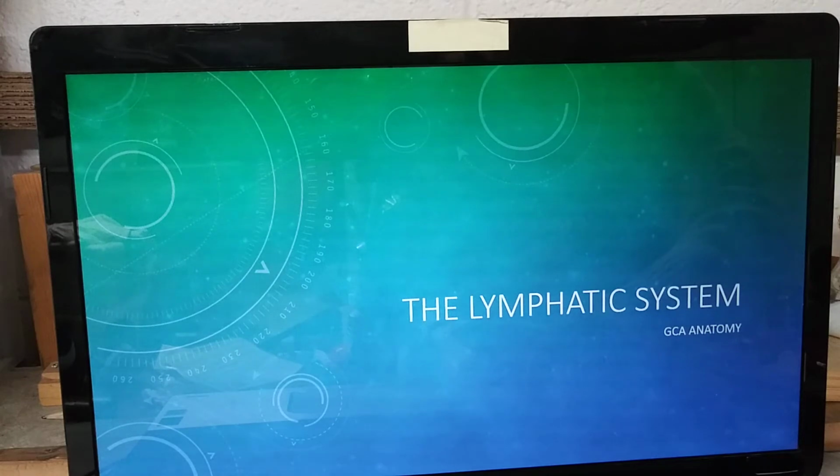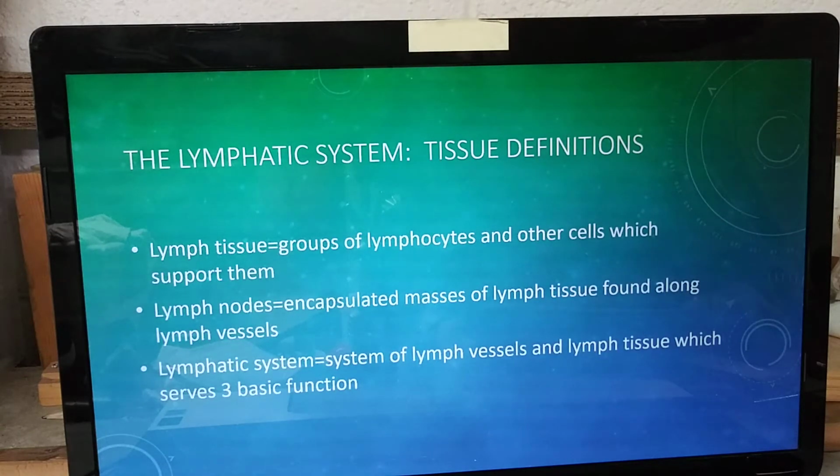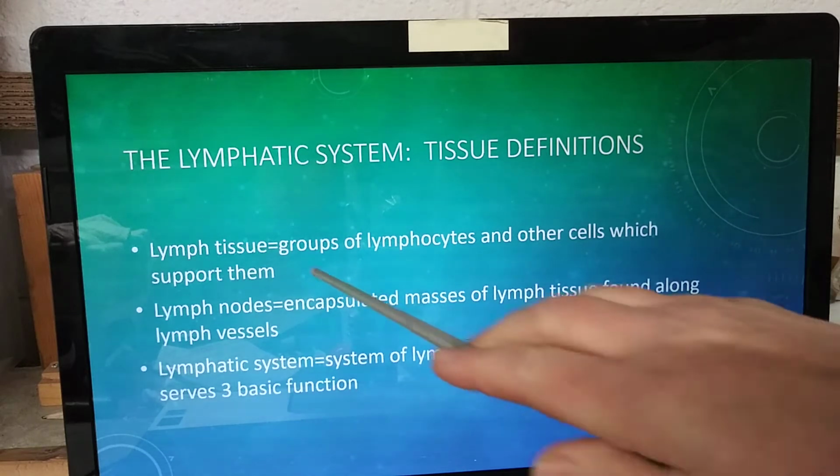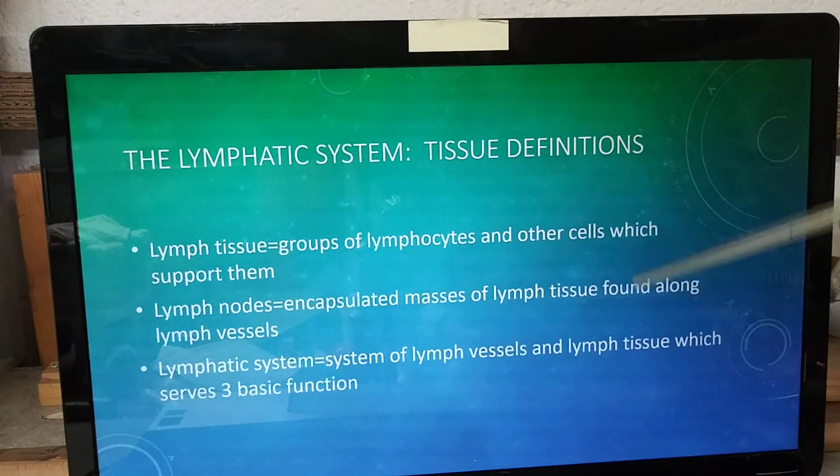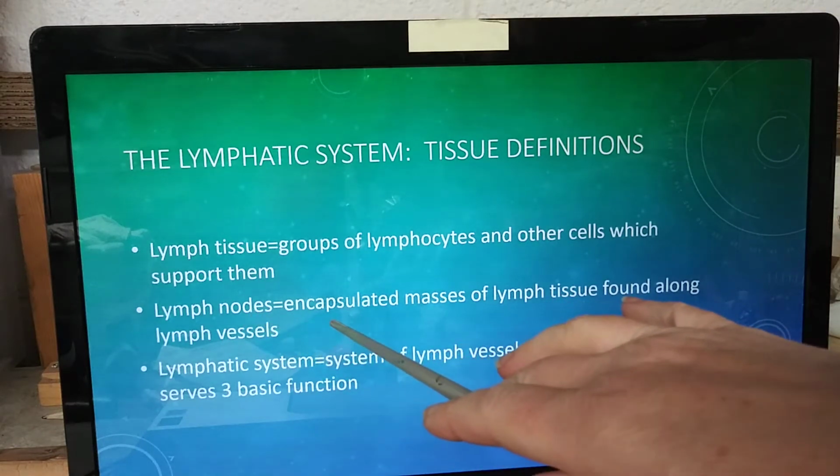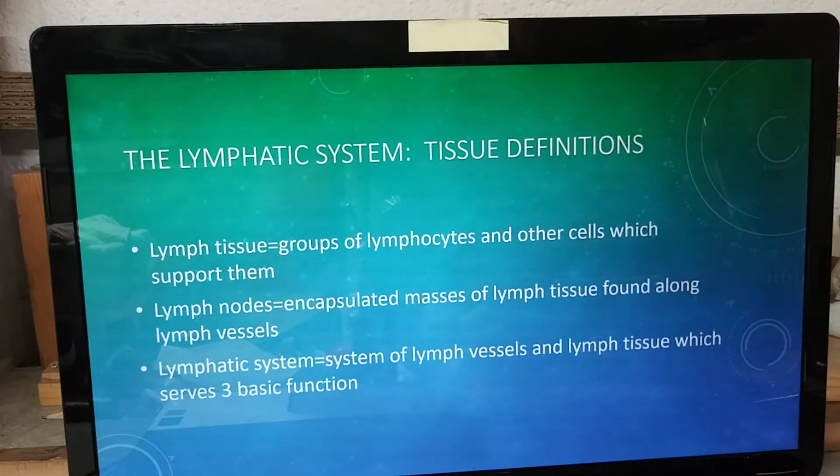So we're going to talk about the lymphatic system today. The lymphatic system is made up of three main tissue types that we need to know about. The first one is the lymph tissue, and that's groups of lymphocytes and other cells which support them. There are the lymph nodes, which are encapsulated masses of lymph tissue found along the lymph vessels, and the lymph vessels, we'll also talk about those. The lymphatic system altogether is the system of lymph vessels and lymph tissue which serve three basic functions. It looks like I left off the S there, so forgive that. And it's kind of like the circulatory system, but it has some main differences.